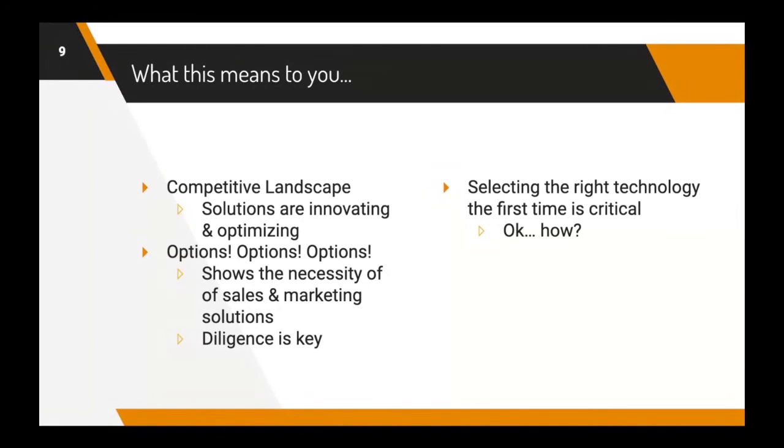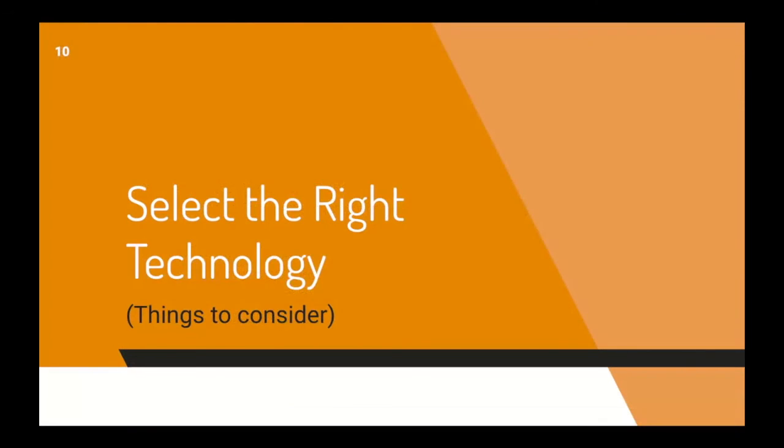And so what we'll be talking about is selecting the right technology the first time and why that's critical, and how we can manage this landscape of over 8,000 solutions between marketing and sales technology. And really, diligence is key. So let's go through some things to consider. First, let's talk selection process.